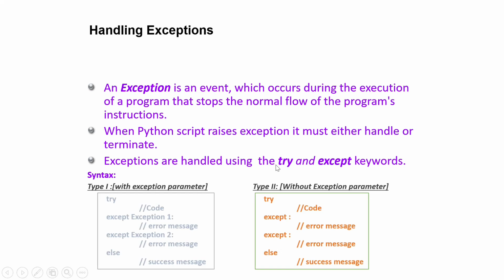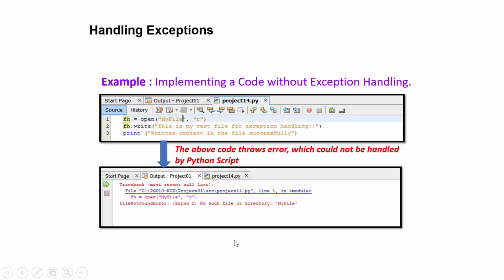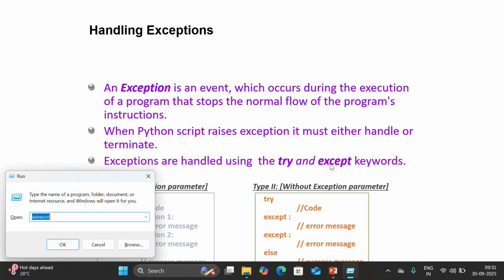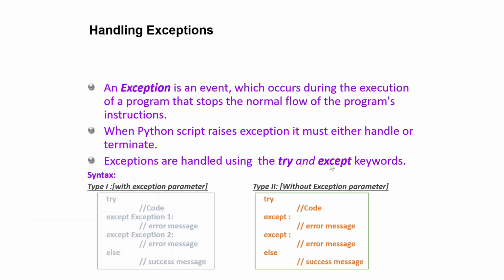Exceptions are handled using the try and except keywords. As you can see here, with the exception parameter, the try keyword and the except keyword. Example: implementing code without exception handling. In Java and C++, we use try, catch, and finally, whereas in Python you use try and except, and you can use else as well, and finally. Let me open and show you what try-catch does basically.